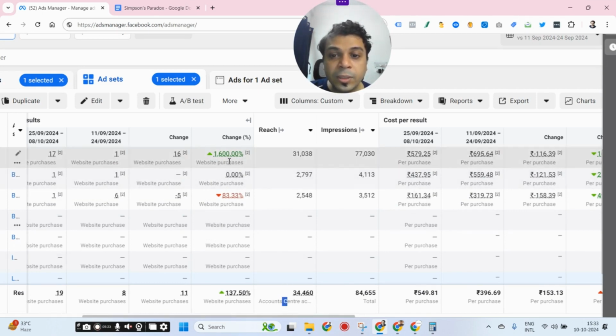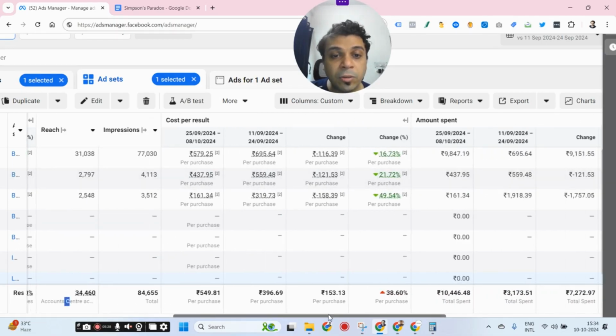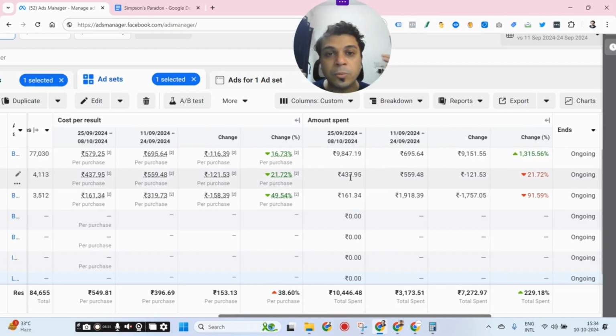So while there was a 1600% increase in the number of purchases, there was also a huge increase in the amount of money spent, and no proportionate increase in the results from the other two ad sets. The overall combination of this resulted in a cost per result increase during that period for that particular campaign, even though at an ad set level, each of them had cost per results which were actually going down. So this is Simpson's paradox, a very good example.